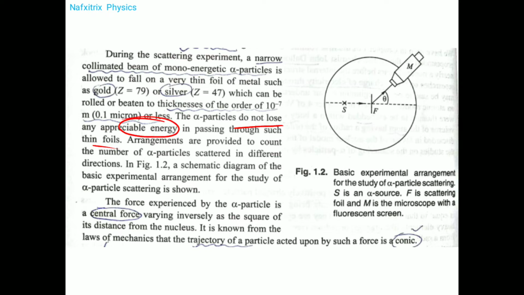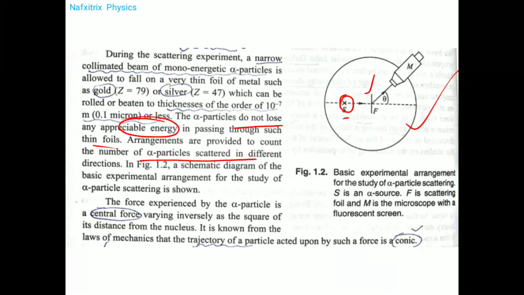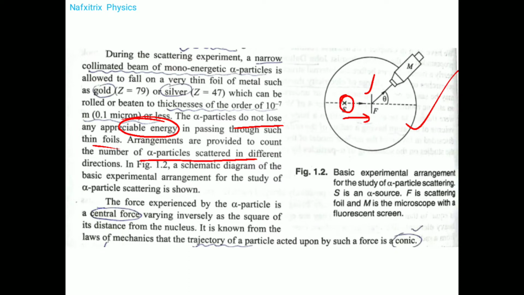Arrangements are provided to count the number of particles in different directions. This is the schematic diagram of the force experiment. Here you can see the source of the alpha particles. It can be uranium, radium, any radioactive element which emits alpha particles. And this is the metallic foil. The particles come with energy and fall on this foil, and finally they get scattered at different angles.